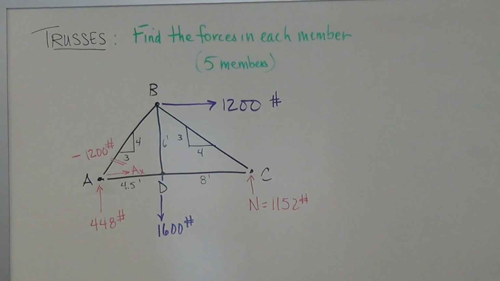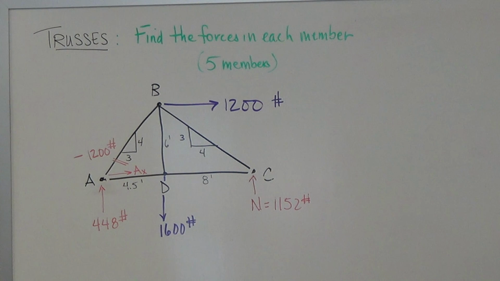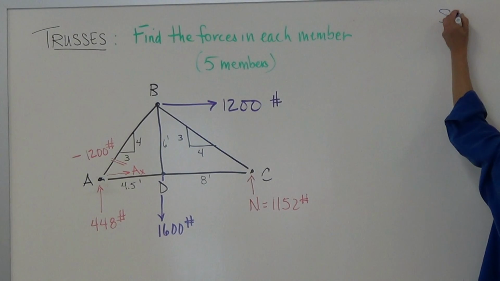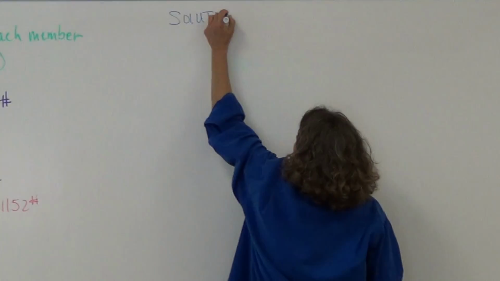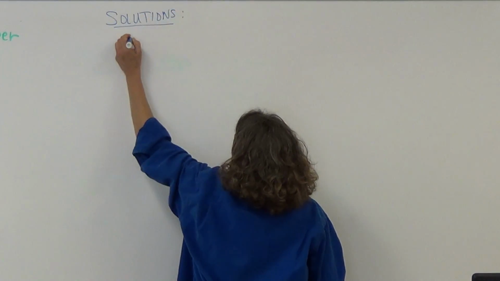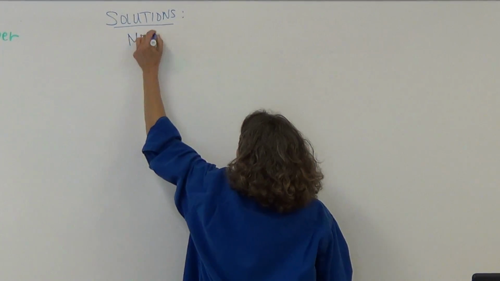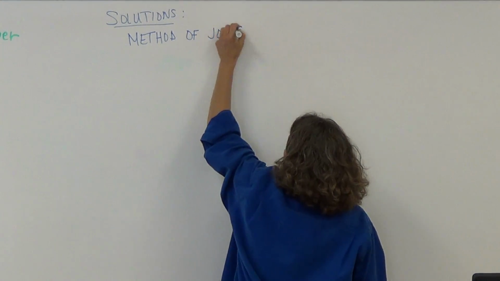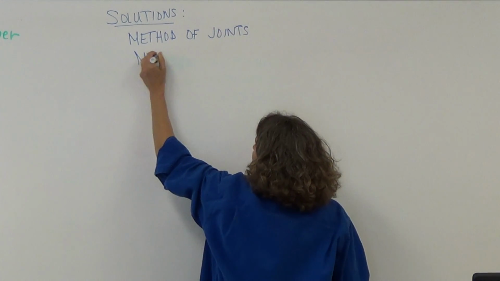Okay, so far what we did is we took the main structure away from its main supports and found the reactions of the supports. So that's the first thing you do for truss problems, always. Okay, so now there are two different ways to solve truss problems. One is called the method of joints. And one is called the method of sections.